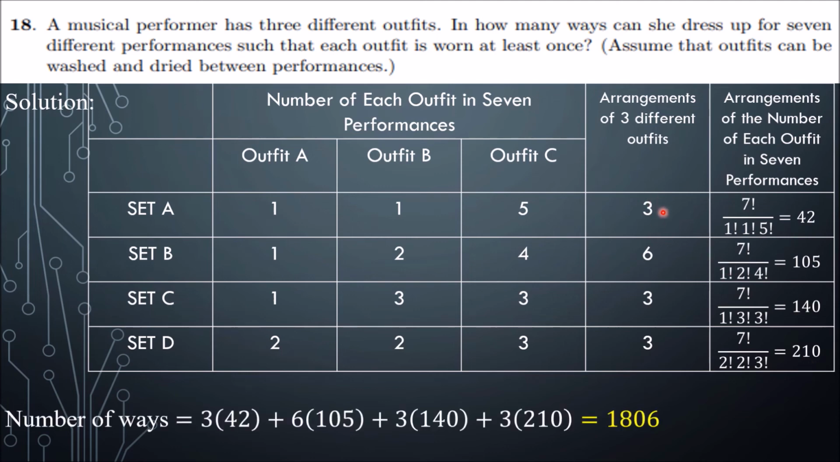Now, since there are 3 arrangements for this 42, we have 3 times 42, and then 6 for 105, so 6 times 105, 3 for 140, so 3 times 140, and 3 times 210. Adding all that, the result is 1806.